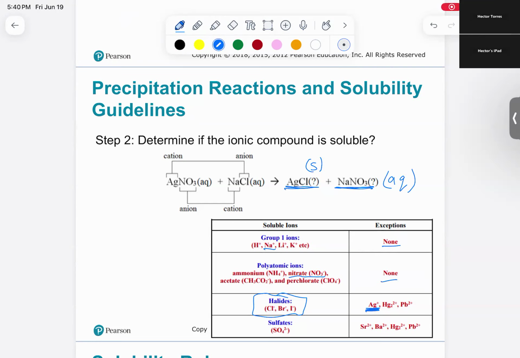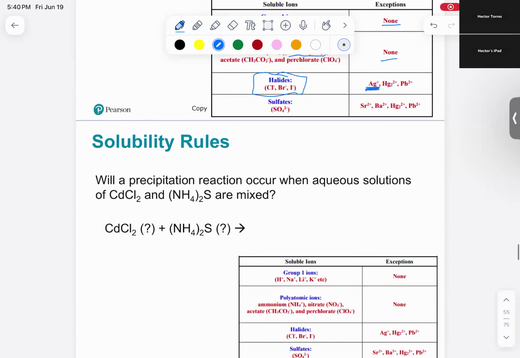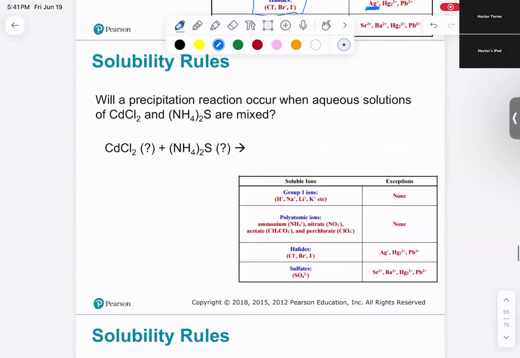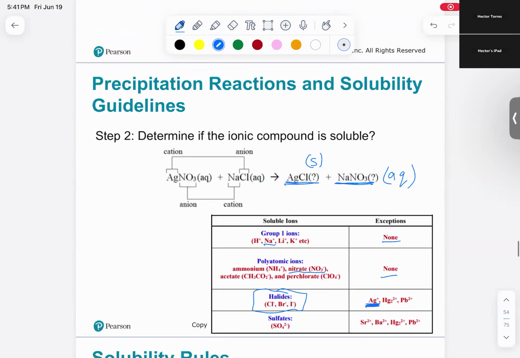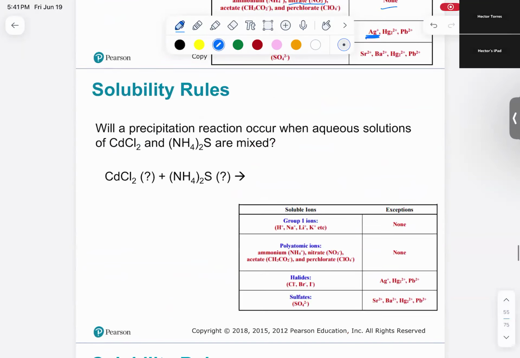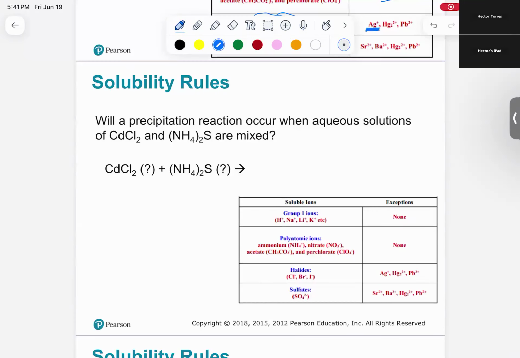Okay, so step one, predict the products, have them swap from cation to anion. And then second step is to see if they're soluble or insoluble. Okay. And then, so let's practice one more time. Will a precipitation reaction occur when an aqueous solution of CdCl and NH4 are mixed? Okay, so on here, I'm first going to notate which ones are cations.